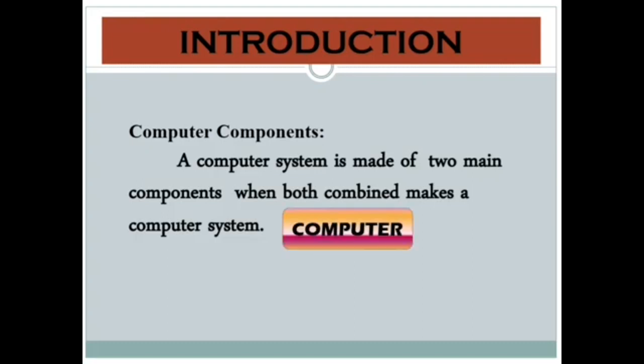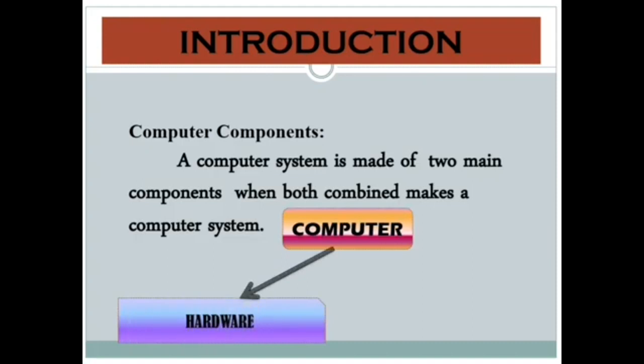One is hardware, the other one is software. Without hardware, software will not work. Without software, hardware will not work. Then only we say a computer system is made up of two main components. Here the two main components are hardware and software. When both are combined, they make a computer system. We need both compulsorily. Without hardware, software will not work. Without software, hardware will not work.